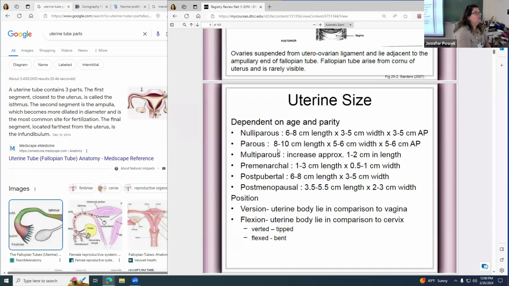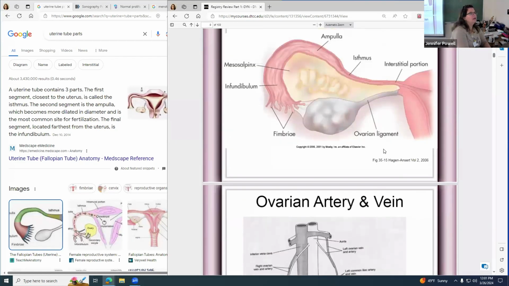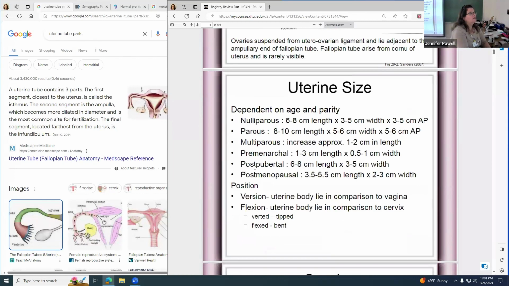After having one child, it doesn't necessarily grow, but it stays a little stretched out, like a balloon that you've blown up and then let out, by about 2 centimeters. So those original values increase by about 2 centimeters: 8 to 10 in length, 5 to 6 in width, and 5 to 6 AP. Multiparous: with each additional child, that size can increase 1 to 2 centimeters in length.